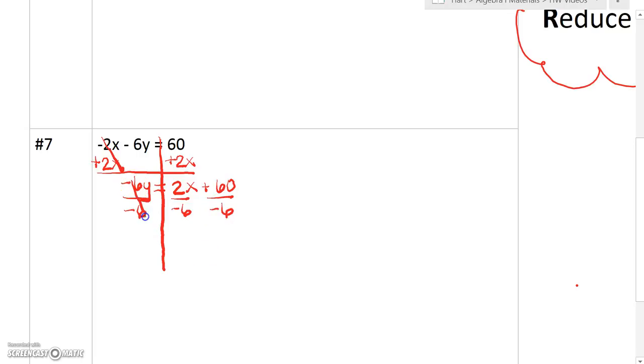So our last step, we have to reduce. So those cancel. We have y equals 2 over negative 6. We can reduce that to negative 1 over 3x. And then 60 over negative 6, that reduces to negative 10.